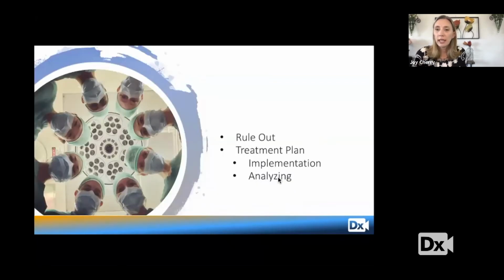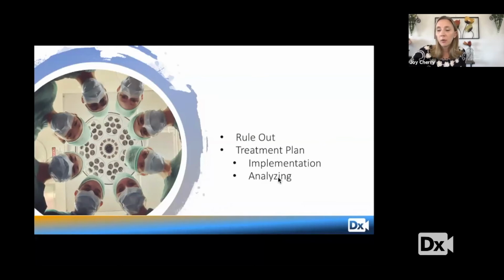So they start taking that information, they not only apply it in scenarios, but they start formulating rule outs. And I think Ian and Nora did a really good job of showing you guys and demonstrating how they did that, even from the beginning of the scenario. They started formulating and implementing their treatment plan. And as the treatment was rendered, they started analyzing, is that treatment plan working?